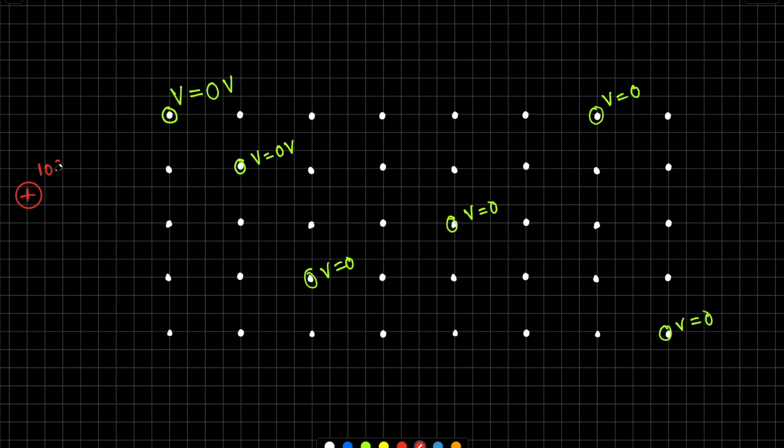Let's say 10 coulomb charge. The moment you introduce the charge, the potential values will change. It will be a non-zero number. So this point, let's say 10 volt. These are just random numbers. Let's say 8 volt. This point, let's say 6 volt. This point, let's say 4 volt. This will not be 0. Different points will have different potential values.